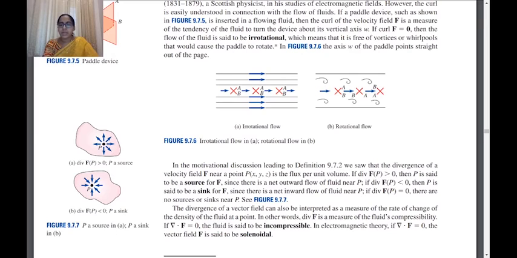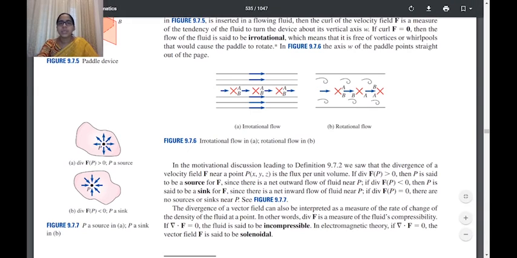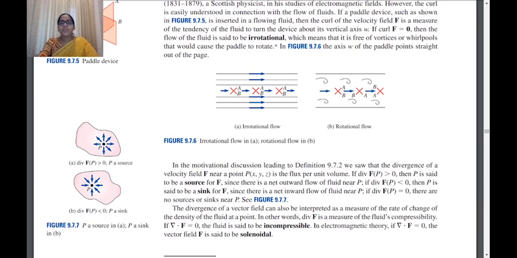Similarly, in electromagnetic theory, if the divergence is 0, we can say that the vector field is solenoidal. So just remember these terminologies. One is the concept of an irrotational fluid, that is, curl of F is 0 means the fluid is irrotational. Then if the divergence of F is 0, we say that the fluid is incompressible, and we can also say that the vector field is solenoidal.